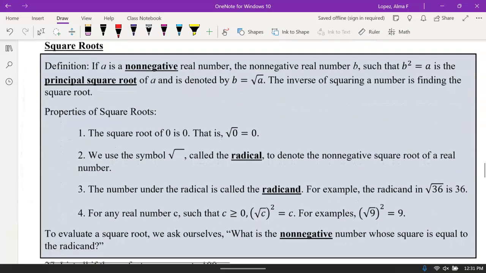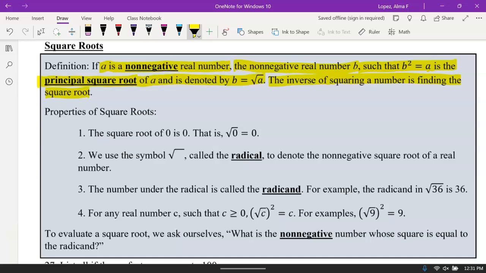Now, square roots. If A is a non-negative real number, the non-negative real number B, such that B squared equals A, is the principal square root of A and is denoted by B equals the square root of A. I'll show you another way to think about it, okay? The inverse of squaring a number is finding the square root, okay?